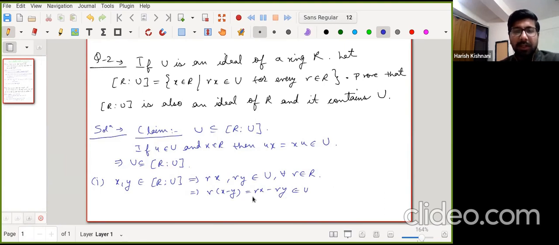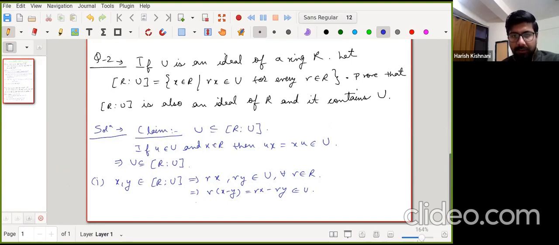So that's why Rx is there, Ry is there, so Rx minus Ry is already there. So here is the point that we are using the properties of the ideal. We cannot define this set for an arbitrary set. We need an ideal in the background, and using that we can define the new ideal.